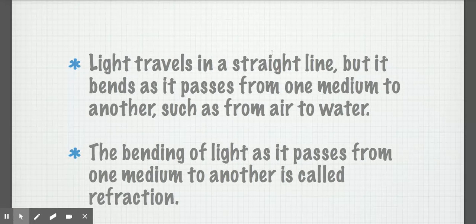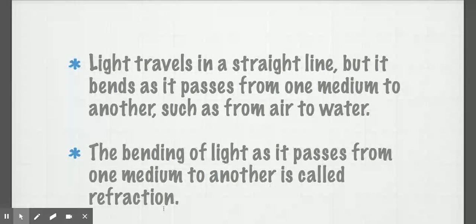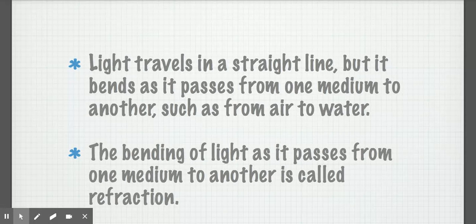Light travels in a straight line. We know that from last week. But it does bend as it passes from one medium to another medium, such as from air to water. The bending of light as it passes from one medium to another is called refraction. So refraction still involves light. It involves light traveling in a straight line, just like when we were looking at reflection.